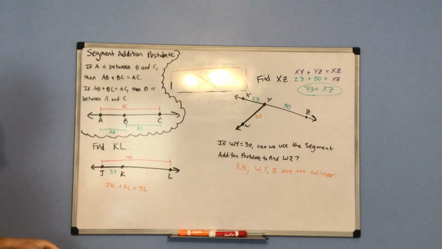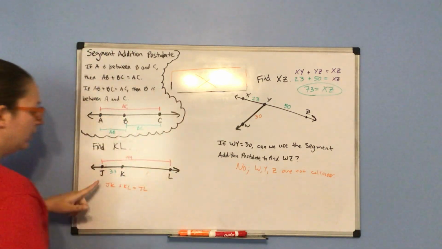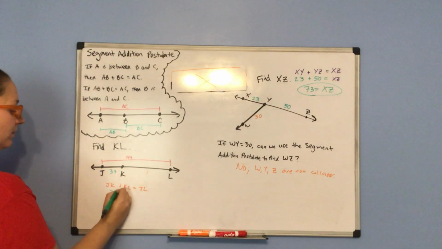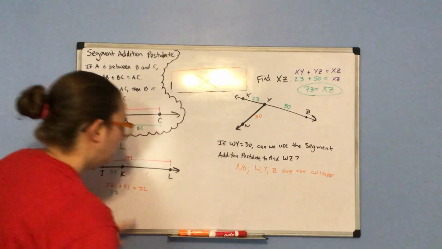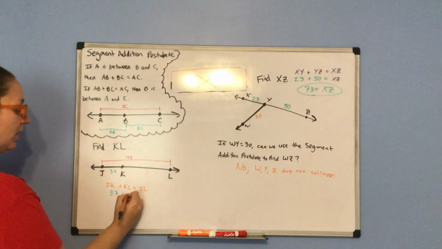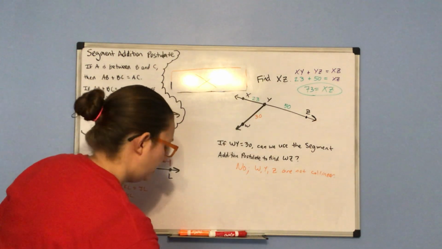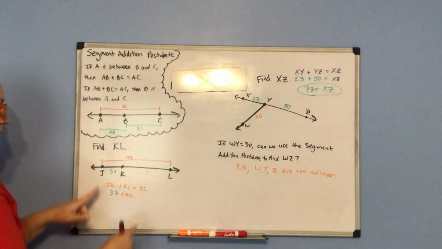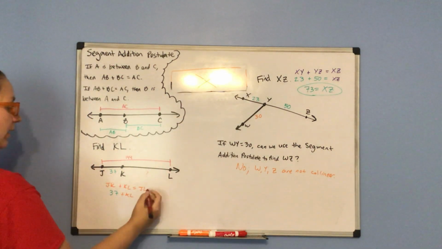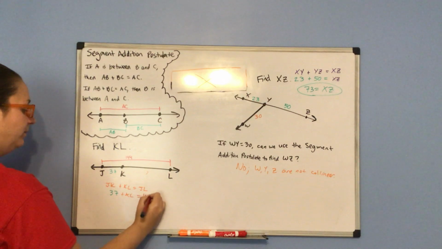Let's fill in what we know. So based off our picture, JK is 37, KL, we don't know, so I'm just going to leave it as KL. And the whole, starting at J, ending at L, is 144.